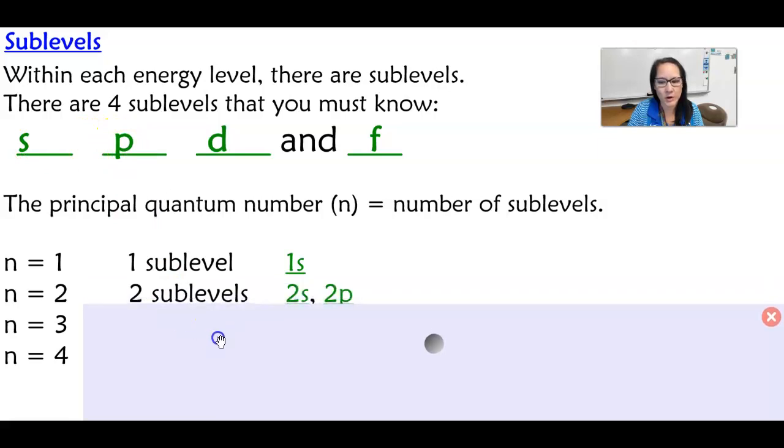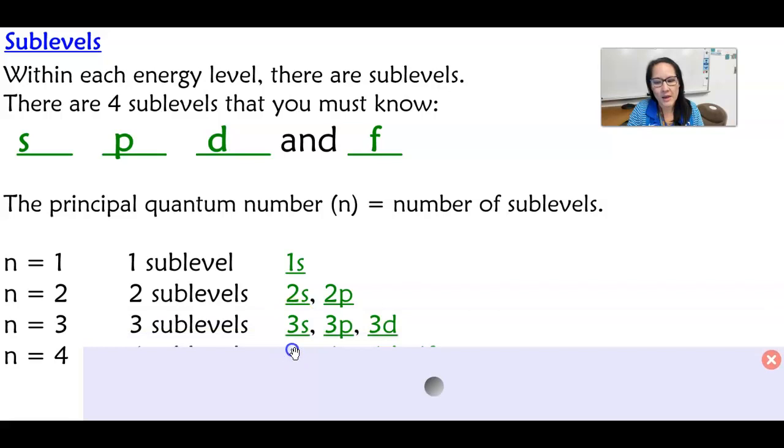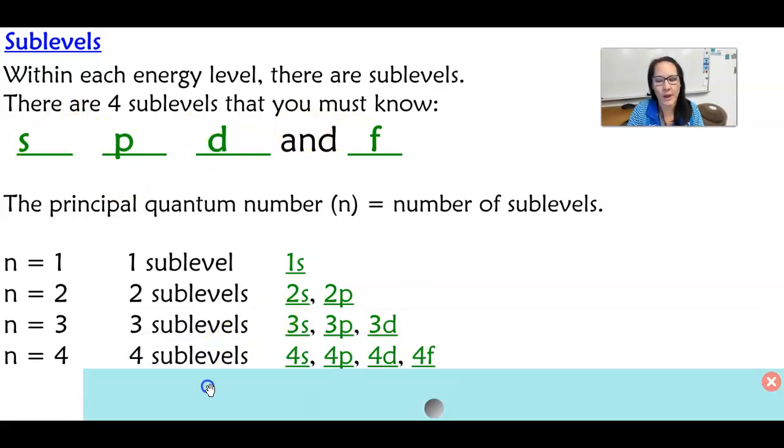We go in order: S, P, D, F. So we have a 2s and a 2p. If n is equal to 3, then we can have 3s, 3p, and 3d. And if n is equal to 4, we can have 4s, 4p, 4d, 4f.